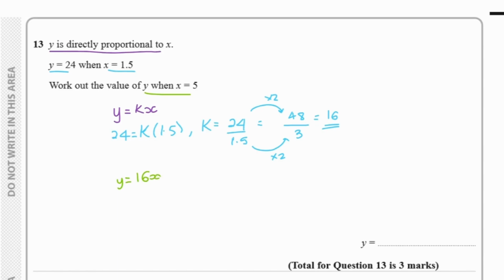Y would be equal to 16x, so when X is equal to 5, Y would be equal to 16 times 5, and that would give us 80. So Y is equal to 80. So the first mark would be given for finding the value of K, the second mark for substituting K correctly into the equation, and the third mark for getting a correct final answer of 80.